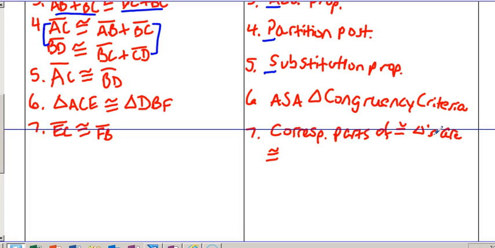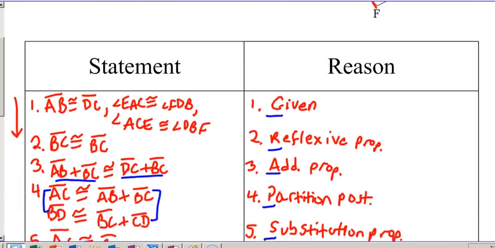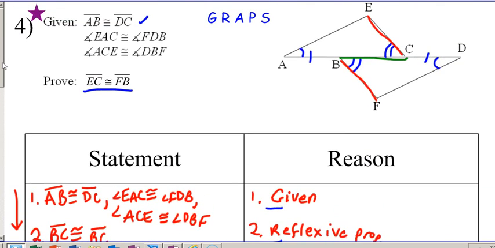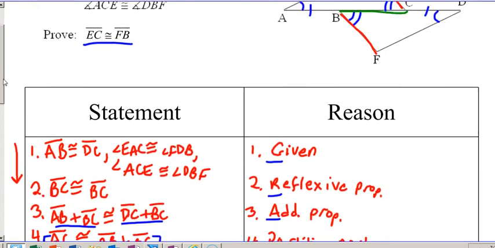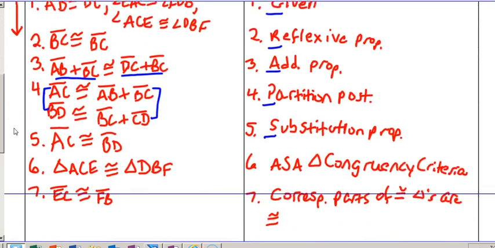There you have it. That was nice. 7 steps. Not so bad. Not bad at all for a proof that does involve both GRAPS, congruent triangles, and corresponding parts.